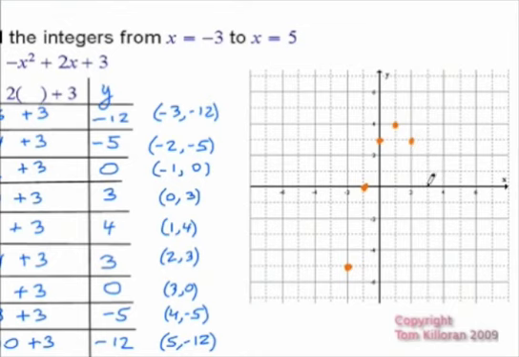3, 0 would be 3 to the right and then not up and down. And then we have 4, -5, which would be down 5 underneath that 4. And then the next one is 5, -12, so again we know where it is. It's someplace down here in this corner.